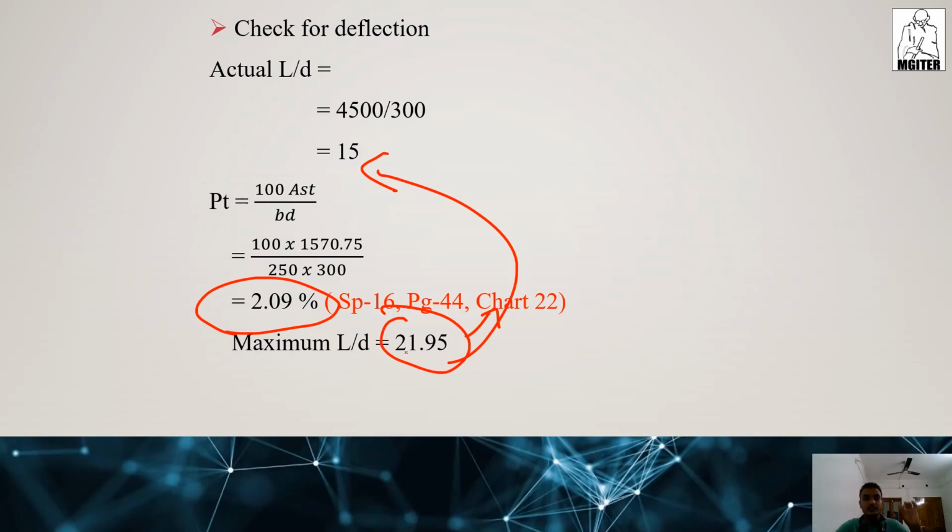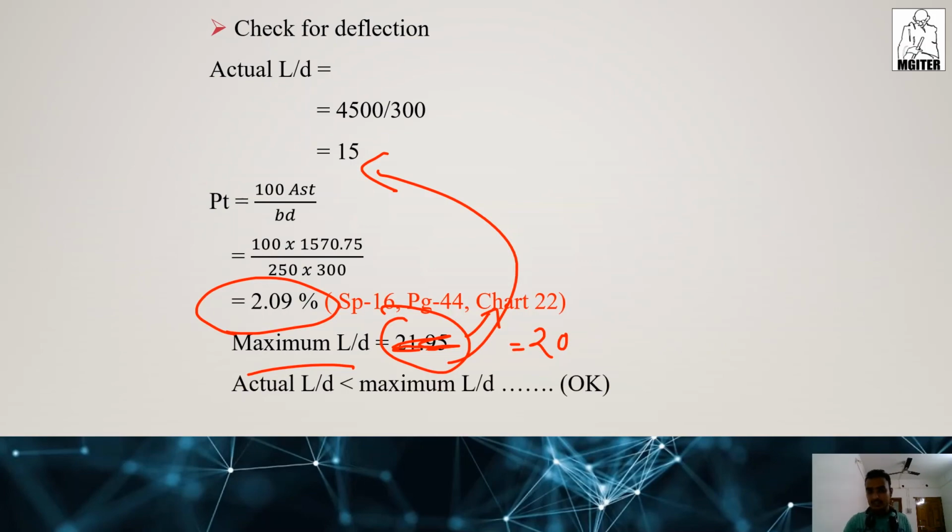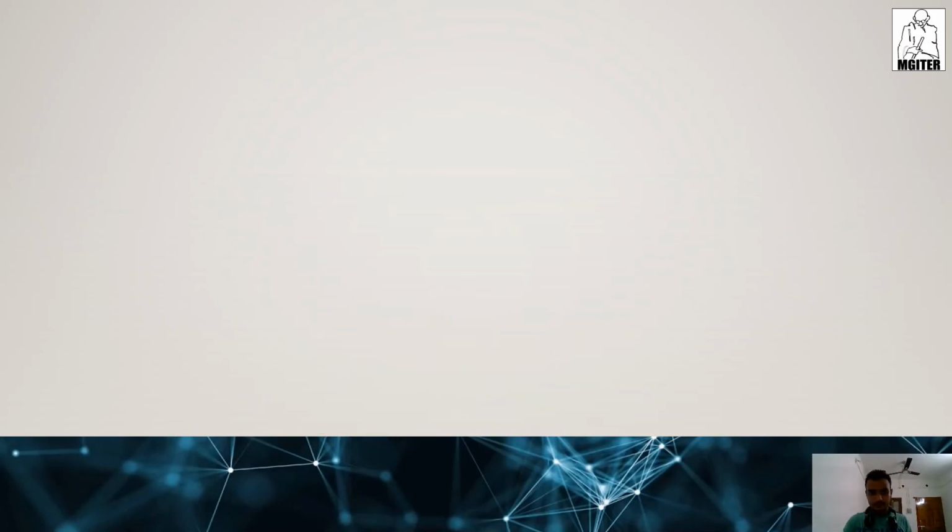Actual length by depth is lesser than maximum length by depth, so the structure is safe. If I don't take 21.95, I will take 20. So what's the difference? It is more than 15. Actual length by depth is lesser than maximum length by depth. These are the conditions for your structure to be safe. Understood? So actual length by depth and maximum length by depth, both are safe, so your structure is safe.